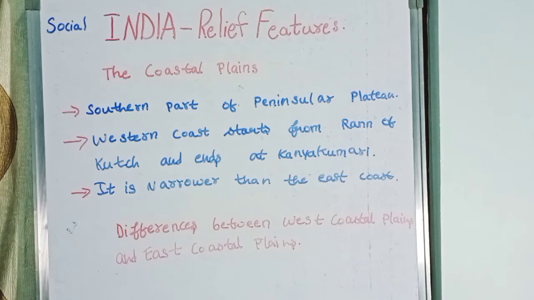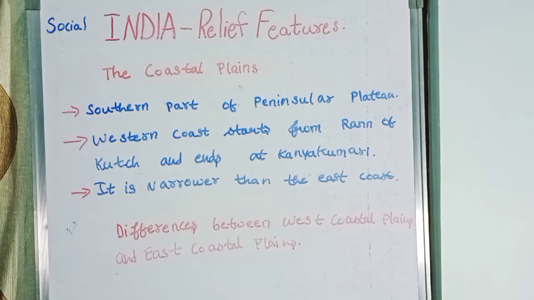The West Coastal Plain can be divided into three parts: Konkan Coast, Canara Coast, Malabar Coast. Konkan Coast means Goa and Maharashtra. Canara Coast means Karnataka. Malabar Coast means Kerala. This plain is uneven and broken by hilly terrain. Deltas are not formed in West Coastal Plains and lakes are also not formed. We will see the Eastern Coastal Plains.